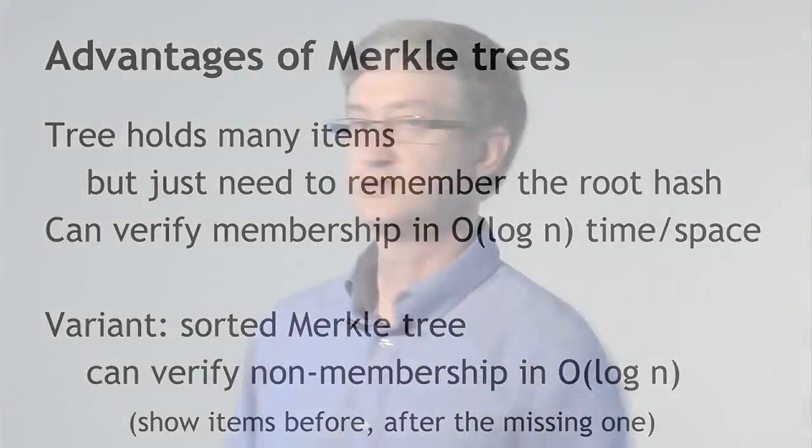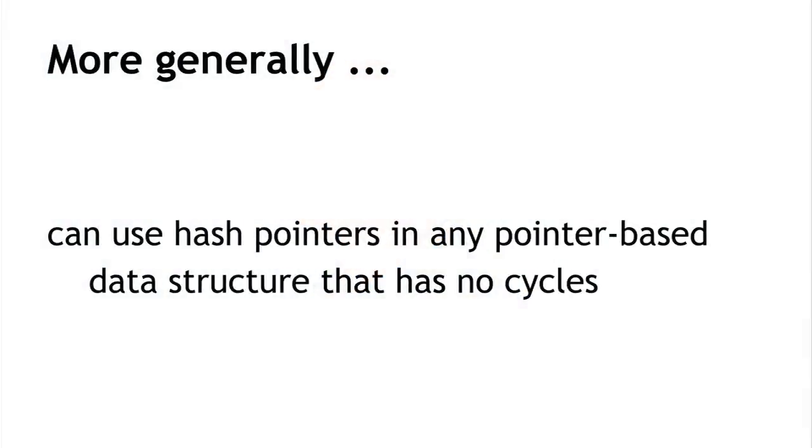All right, so a Merkle tree is a binary search tree built with hash pointers. We can do logarithmic time membership proofs, non-membership proofs if we sort the tree, and it's very efficient. More generally, it turns out that we can use hash pointers in any pointer-based data structure, as long as the data structure doesn't have cycles. If there are cycles in the data structure, then we won't be able to make all the hashes match up.